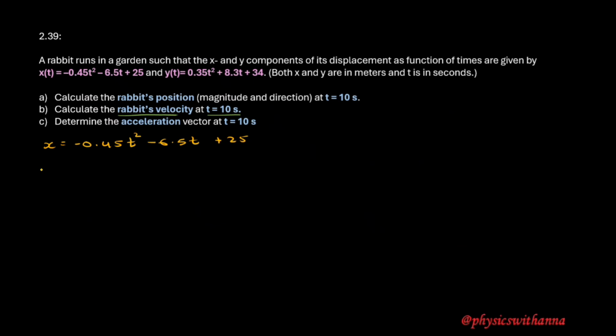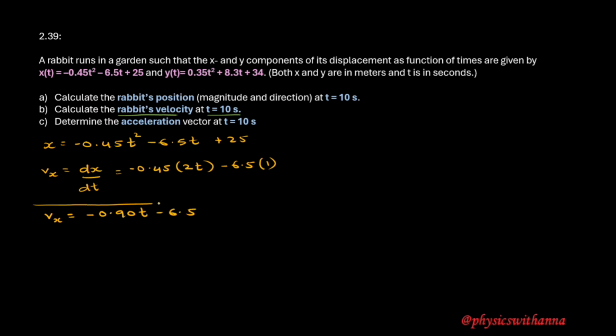We can find the x component of velocity by taking the derivative of this position function. Negative 0.45 is a constant, we keep it as it is. The derivative of t squared is 2 times t, minus 6.5 remains as it is. The derivative of just t is 1, and plus 25 is a constant without t, so its derivative will be 0. So we get velocity along the x-axis to be equal to negative 0.90 t minus 6.5. This is the velocity function.